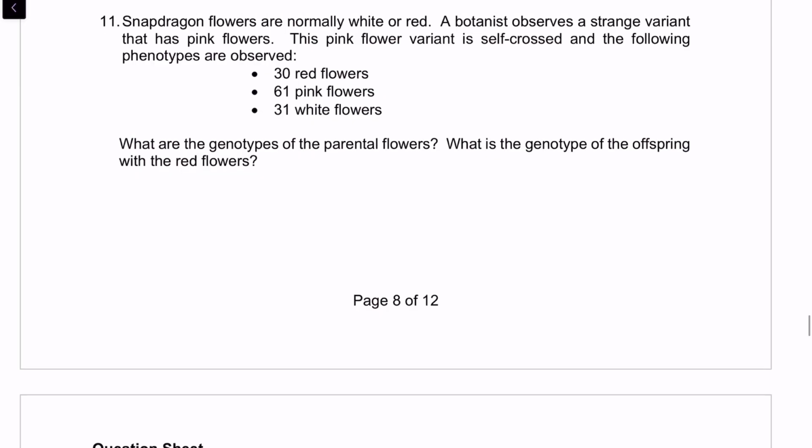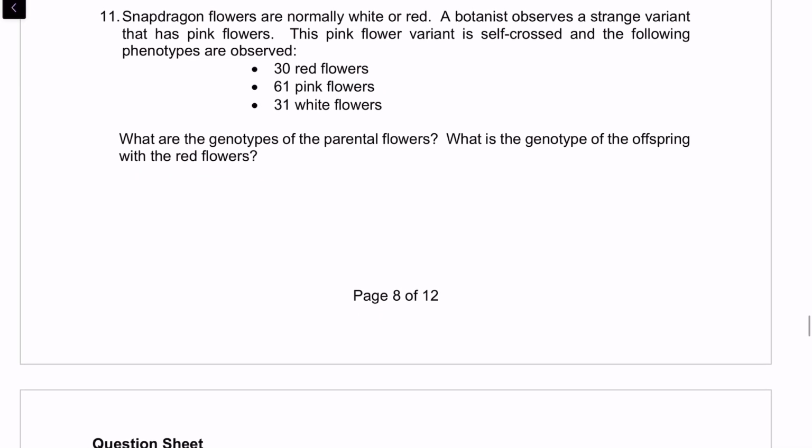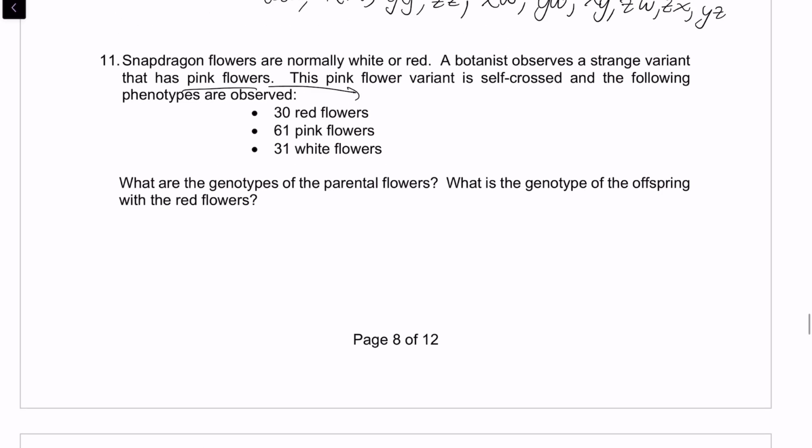Snapdragon flowers are normally white or red. This is question 11. A botanist observes a strange variant that has pink flowers. Okay, so we know immediately we're talking about incomplete dominance. Okay, for heterozygote alleles, right?